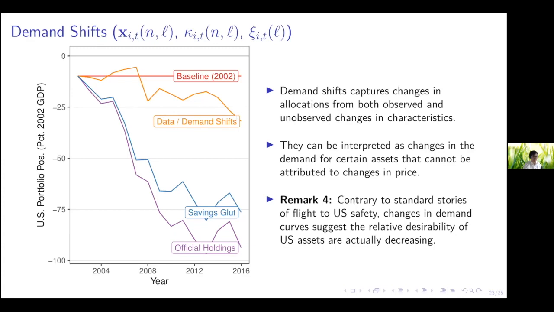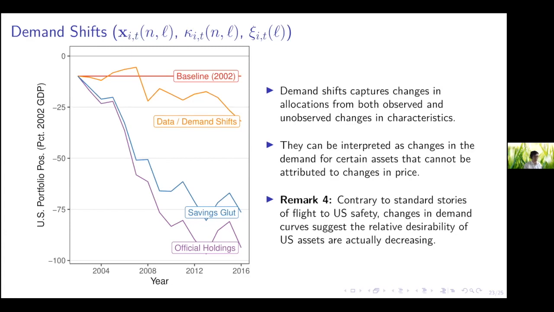You can see then, in a bit of a surprising result, contrary to a lot of these standard stories of there being a flight to US safety, that changes in demand curves suggest that the relative desirability of US assets is actually decreasing. We have this overshooting effect when we take into account savings gluts and official holdings, but this reverses and gets us back to this orange line once we think about changes in investor demand.